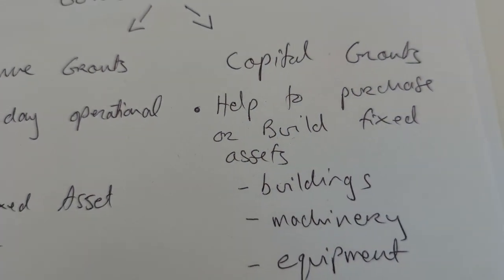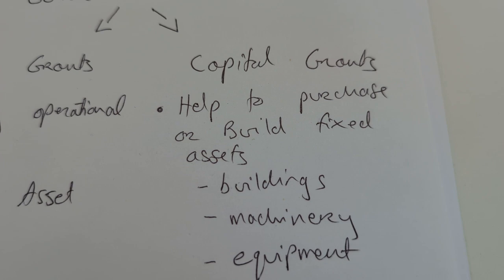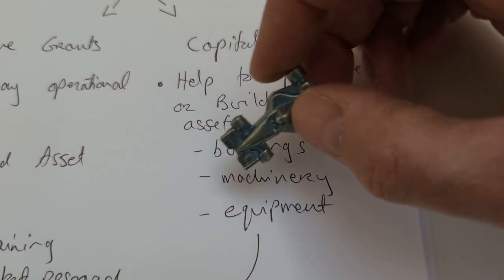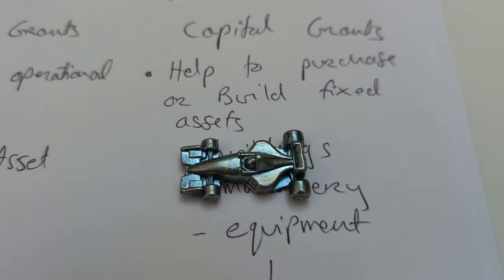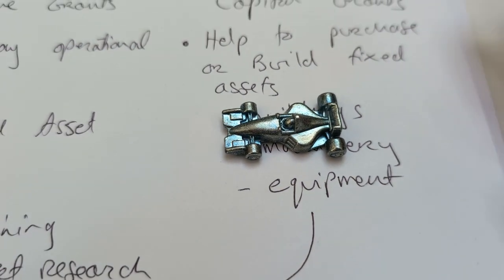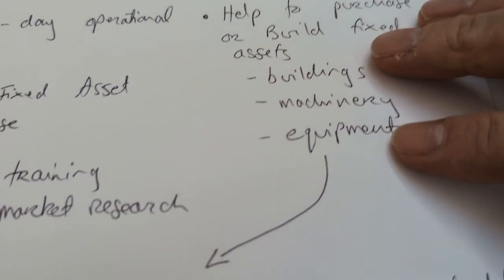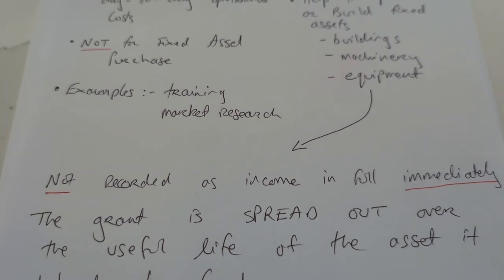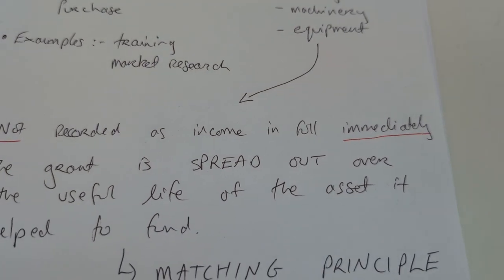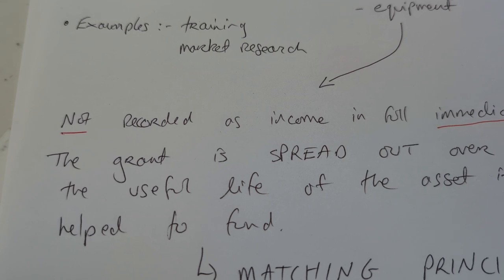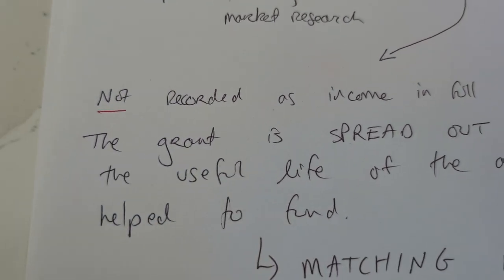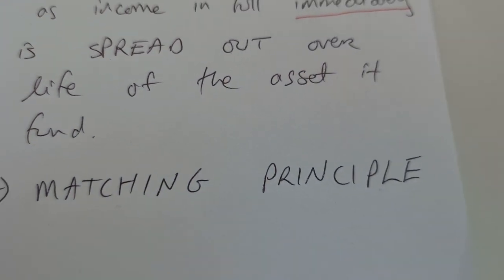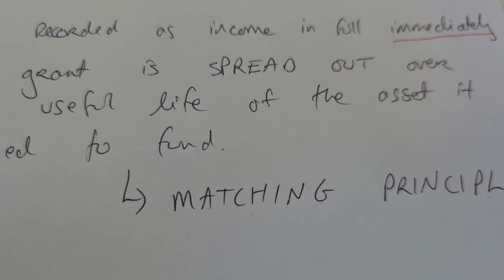Capital grants are to help purchase or build fixed assets like buildings, machinery, or equipment. So if you were buying something like a car that would last for quite a while, that's what you'd use it for. So let's look at the differences. They're not recorded as income in full immediately. The grant is spread out over the useful life of the asset it helped to fund, and this is the matching principle.